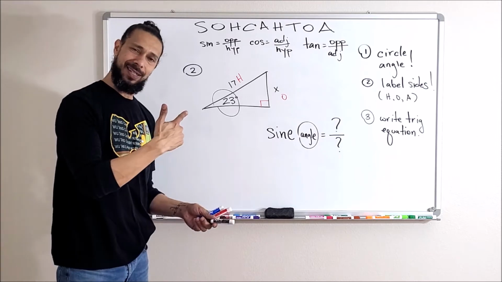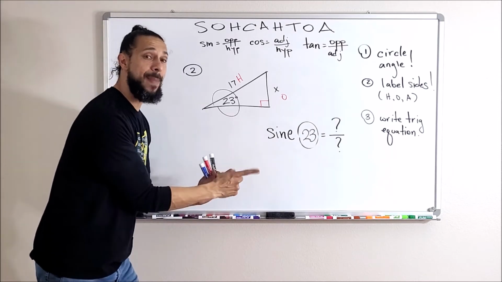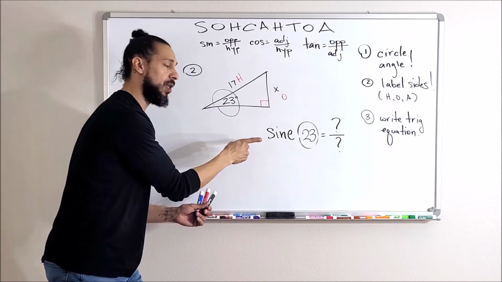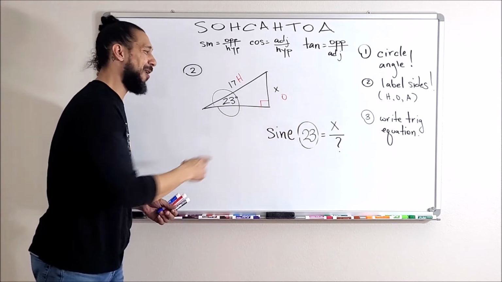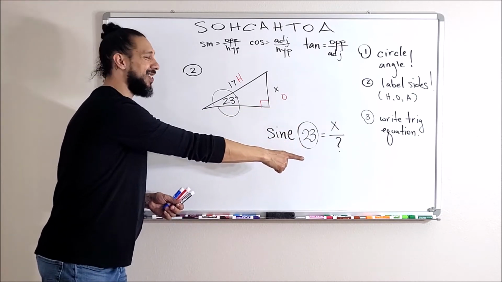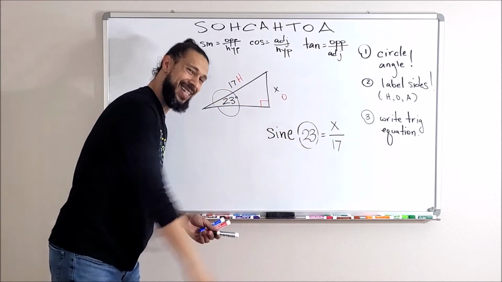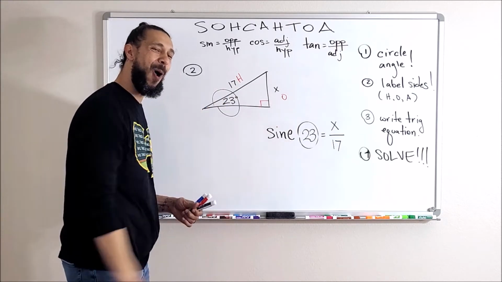What's the angle in the circle? 23. And the sine function, remember, is opposite over hypotenuse. Which side over here is opposite from 23? The one with the O. And which side is the hypotenuse? Because sine is opposite over hypotenuse. Exactly right. Now, solve.